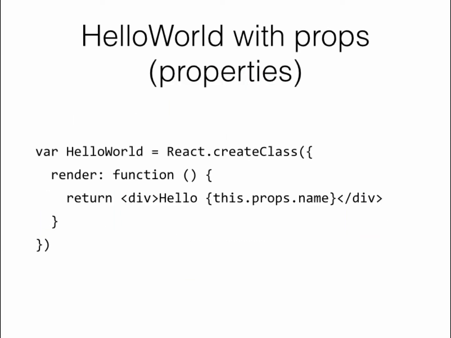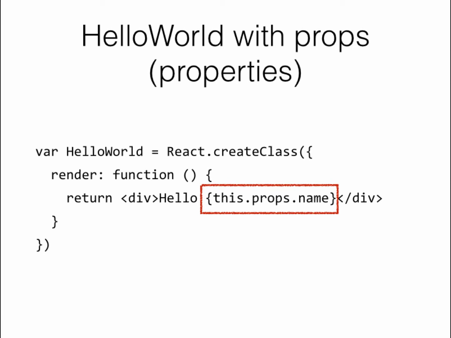Okay? And you can access this property, abbreviated as props, in any method you want. That is, in your render method now, we see that instead of hello world, we say hello this.props.name. So this refers to the component here, props refers to the properties object it is getting from its parent, and name is referring to the name key in that properties object.